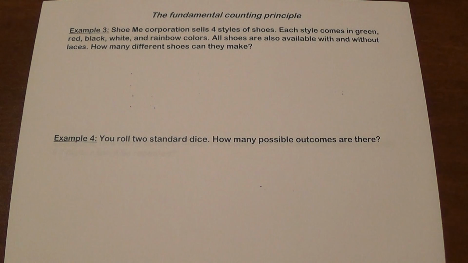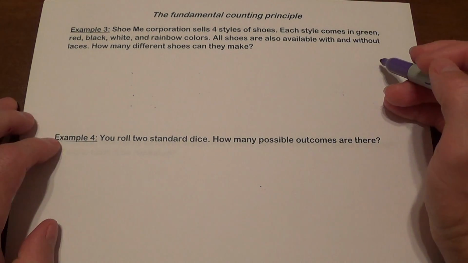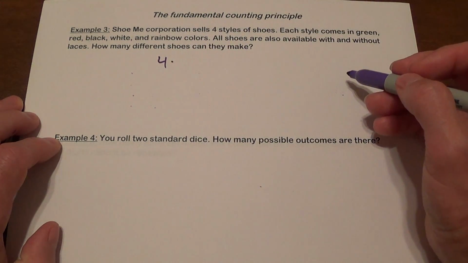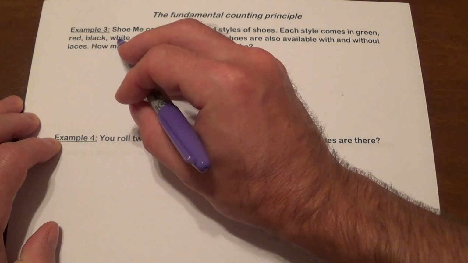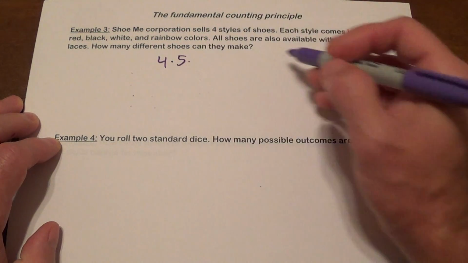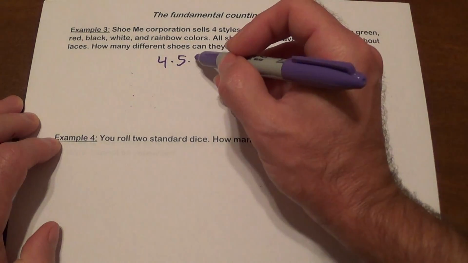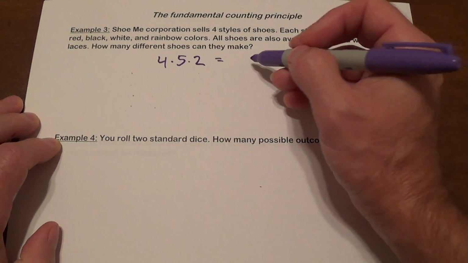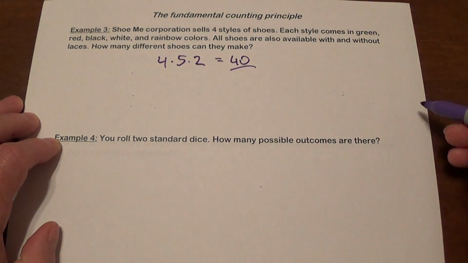Shoe Corporation sells 4 styles of shoes. Each style comes in green, red, black, white, or in rainbow colors, and they also come with or without laces. How many different shoes can they make? So what these things are saying is actually relevant. We have 4 styles of shoes. We have 1, 2, 3, 4, 5 color options. And we have with and without laces, that's 2 of those options. You multiply 4 times 5 times 2, it's going to give you 40.